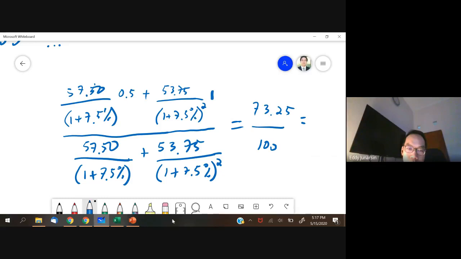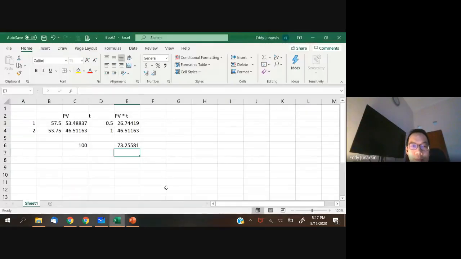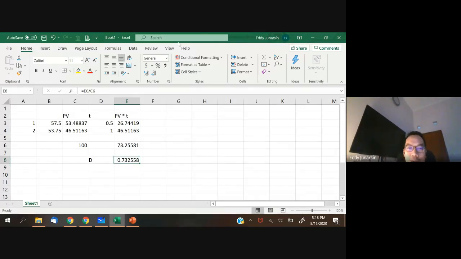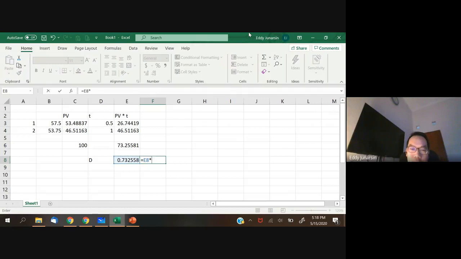So what is the duration? It's the numerator divided by the denominator. You see, 0.73. You get the idea. What is the maturity again? Tell me, how long is the maturity? 1 year. But the duration is only 0.73 years. How many months is it? Times 12, yes, 8.7 months.